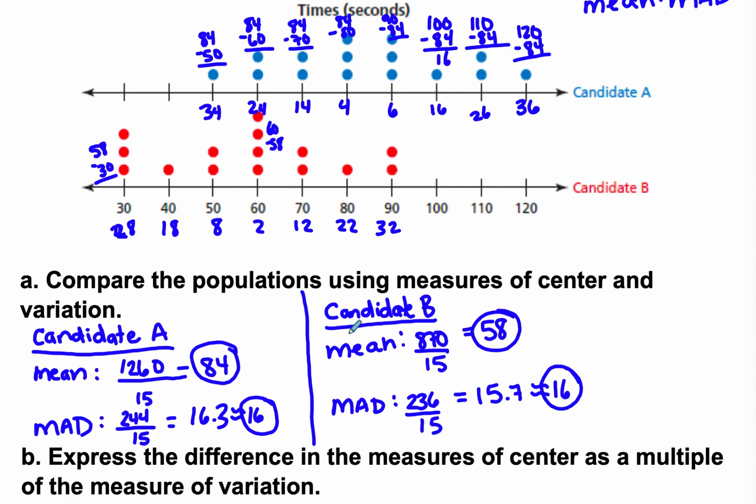We have our measures of center. We have our measures of variation. We need to compare them. So when I compare them, compare in math means which one is bigger or are they the same. So for the mean, candidate A has a bigger mean. The MADs are about the same. Okay, so I'm going to write candidate A. I'm just going to put my explanation up here where I have a little more space.